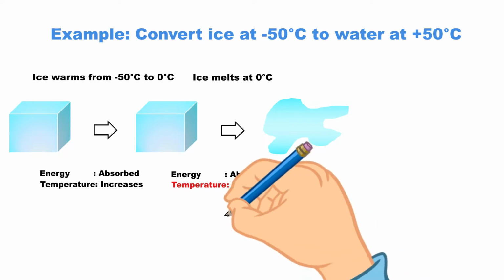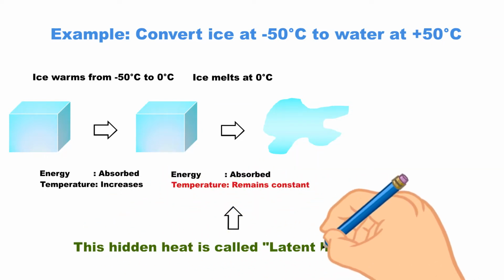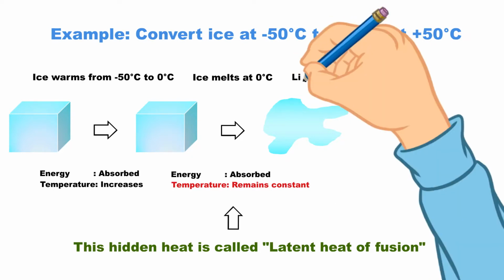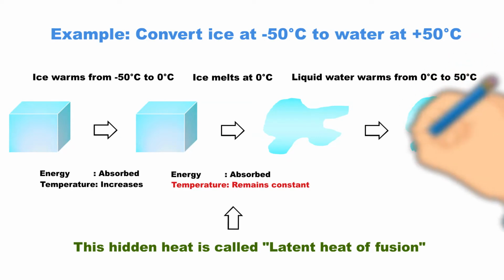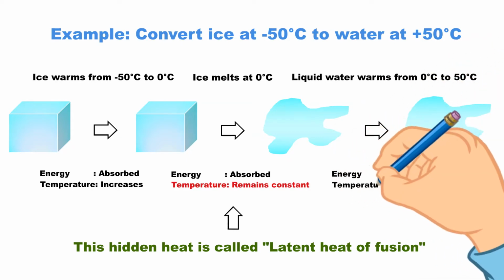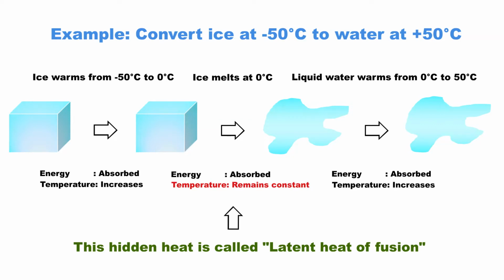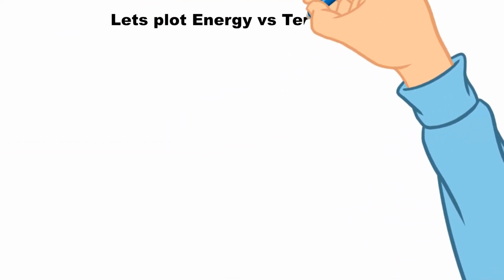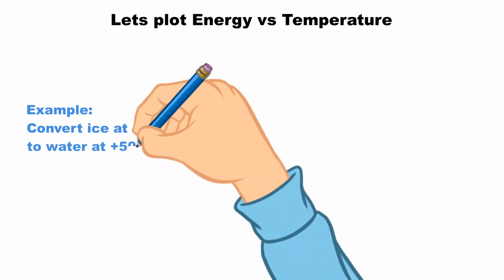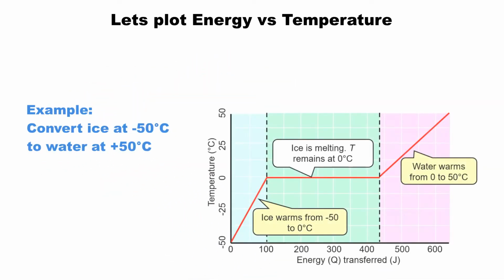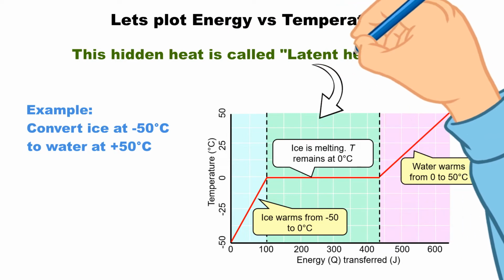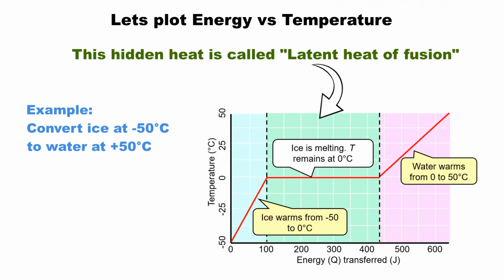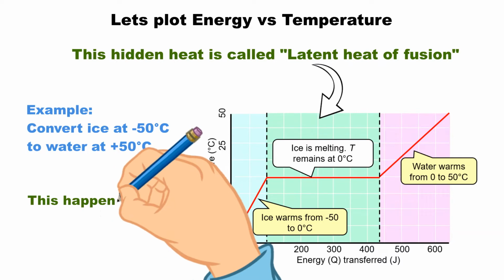The amount of heat absorbed in the absence of temperature change is called the latent heat of fusion. In the third step, as usual, the energy absorption causes the temperature to increase, and so liquid water warms from 0 degrees Celsius to 50 degrees Celsius. For a better understanding, let's plot energy versus temperature. As you can see from this plot, the temperature remains constant at 0 degrees Celsius. The total energy absorbed at 0 degrees Celsius is equal to 333 joule per gram. This heat energy is called the latent heat of fusion.